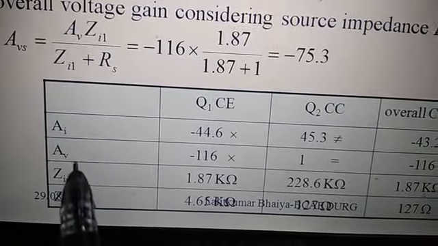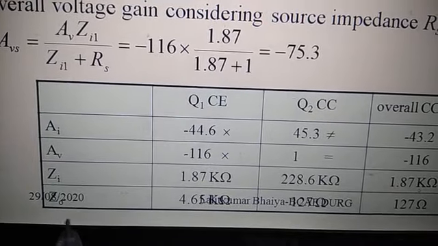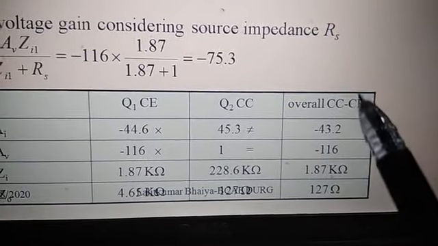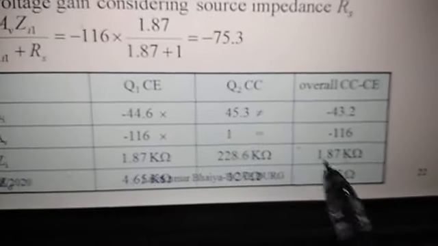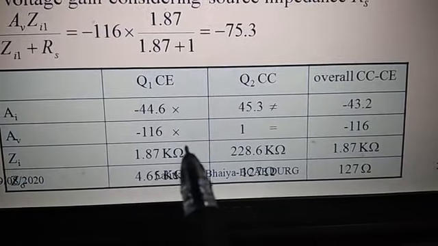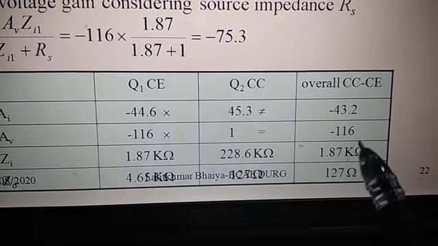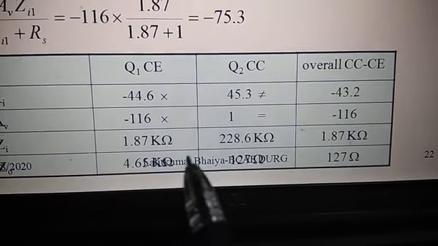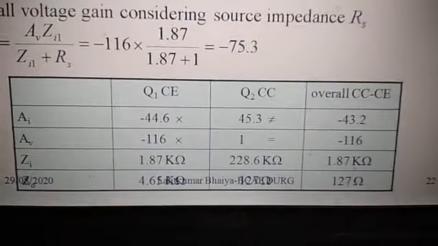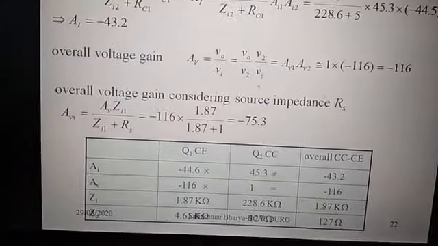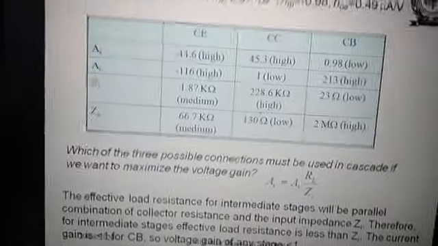So finally, these parameters are shown here: current gain, voltage gain, input impedance and output impedance. This is for the first stage, this is for the second stage, and this is overall. You can see the voltage amplification for the first stage is minus 116 into 1, it is minus 116. And the input impedance here is 1.7K, near about the same because it is CE and CC. Therefore, CC has almost the same values, so you will get the same values over here. So this is the calculation.